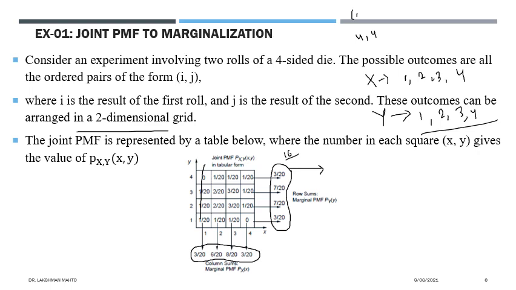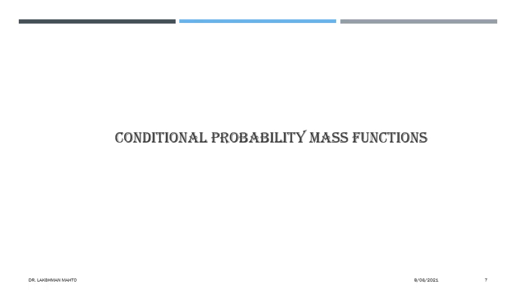So simply I would like to say that if you have the joint probability mass function, then you can easily find the marginal probability mass function from it. That technique, how to calculate the joint probability mass function in an experiment, I will talk about later.